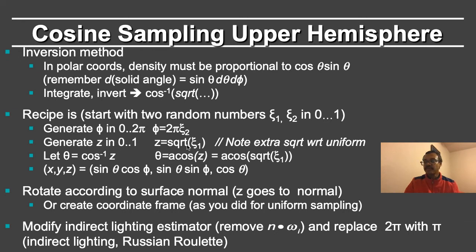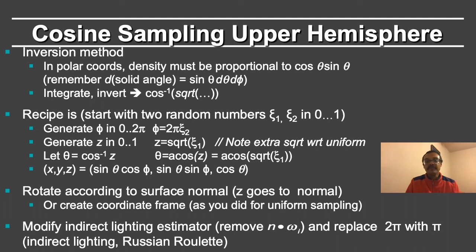Finally, as in uniform hemisphere sampling, you say theta is equal to the arc cosine of z, which is equal to the arc cosine of the square root of xi1. Once you've done that, the Cartesian components x, y, and z can be obtained in the standard way from spherical coordinates. Finally, you rotate according to the surface normal so that z goes to the surface normal, or you create a coordinate frame exactly as you did for uniform sampling. The only difference really is this additional square root term.